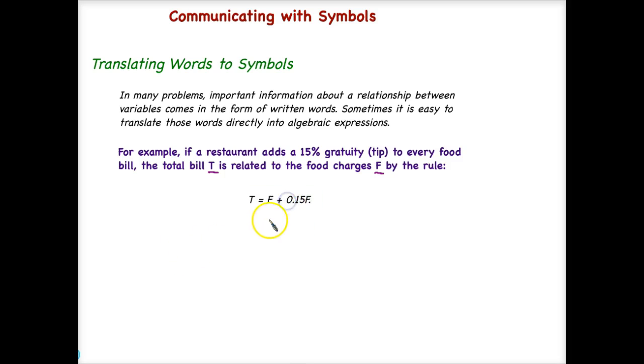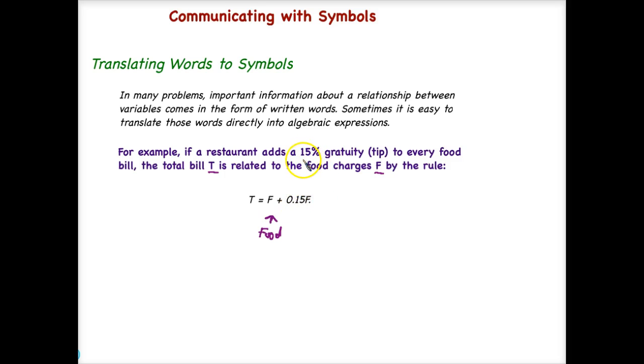Maybe you wrote this rule. T equals F plus 0.15 F. What does all this mean? Well, we know that total bill is represented by T, so T is our total bill, which includes our tip plus our food. F right here represents the food charges. So this is what we paid for food. So maybe we got a hamburger, maybe we got some French fries. That's the cost of that.